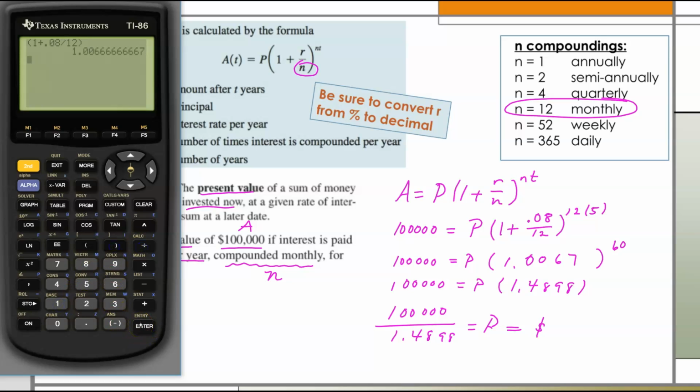Okay, so that gave us the inside of our parentheses. We raised that to the 60th power. That gave us our 1.4898. Now I'm going to take 100,000 and divide that by the last answer displayed. So I'm going to hit second and ANS. That's like a holding cell that the last answer displayed gets put into. We hit enter.